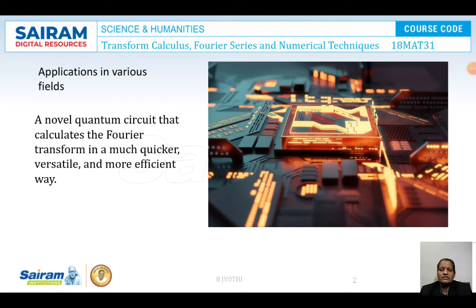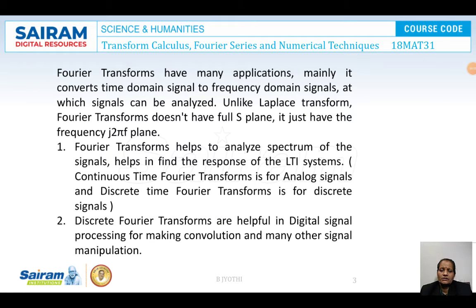So what are the applications we study here: a novel quantum circuit that calculates the Fourier transform in a much quicker, versatile and more efficient way. So this is the fast Fourier transform, the application which has been illustrated. It has many applications. Mainly, it converts the time domain signal to the frequency domain signal, at which signals can be analyzed.